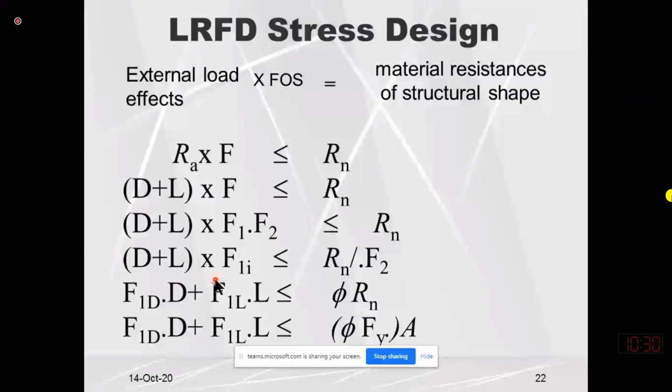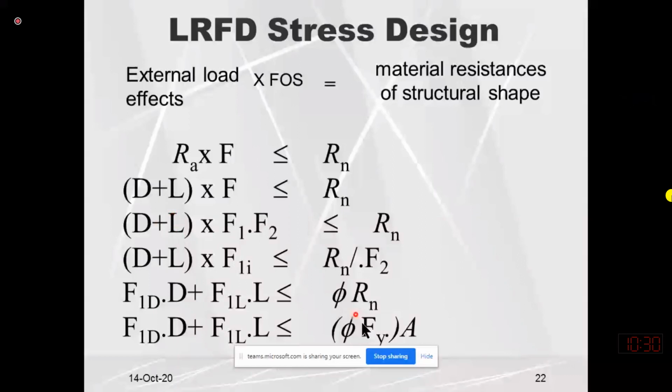So actually in LRFD, we are increasing the load effect by certain factors, but at the same time, we are also reducing the material strength. In ASD, we are using the service load. Service load means loads which are not multiplied with any factor; we are just summing up all the applied loads. But here we are increasing the load by a certain factor. So when the loads are multiplied with the factor of safety, they are referred to as factored load. But at the same time, we are also reducing the material strength.